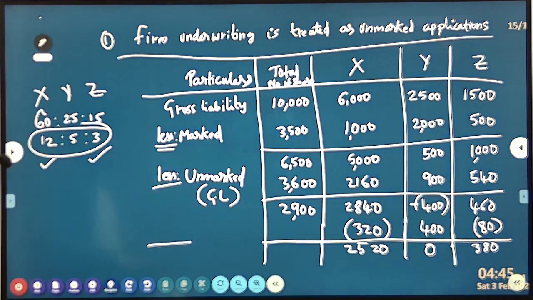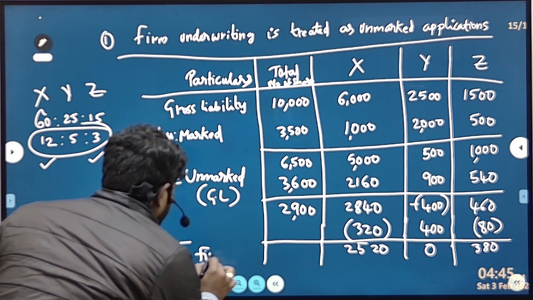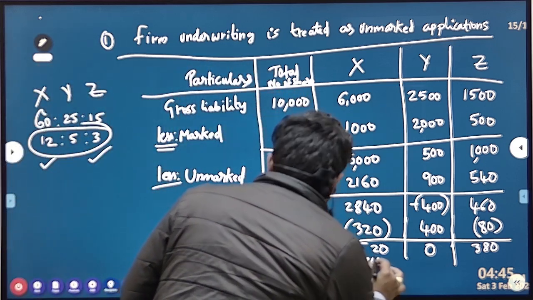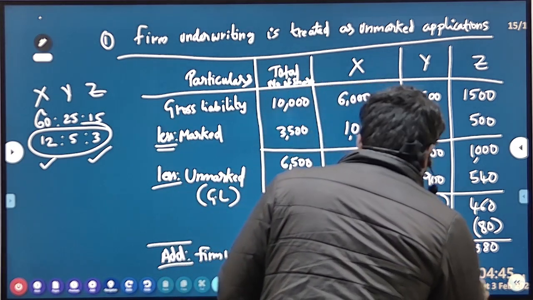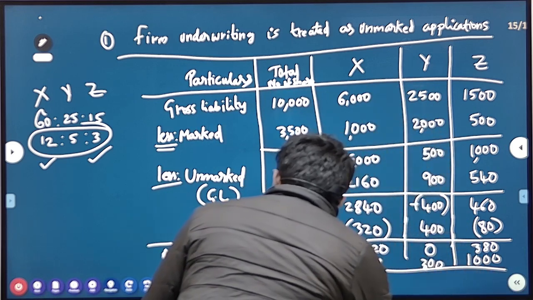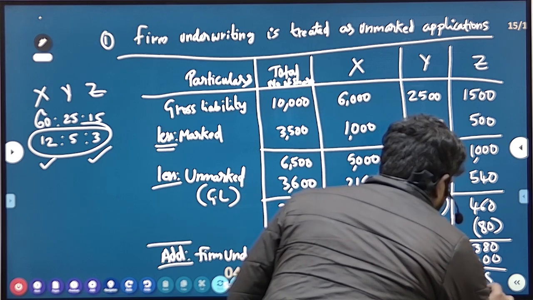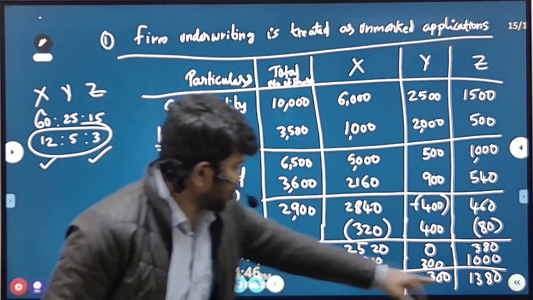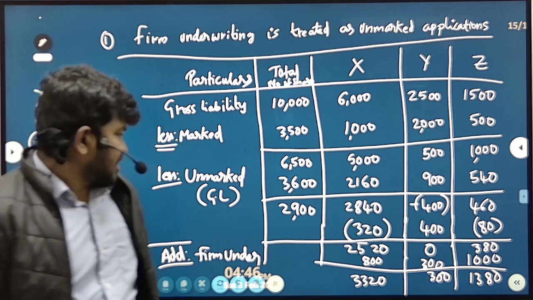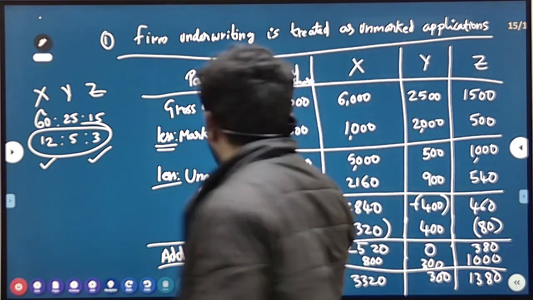ये तो टोटल लायबिलिटी हो जाएगा. इसके बाद ऐड करो फर्म अंडर राइटिंग. फर्म अंडर राइटिंग कितना दिया था सब में देखो? 800, 300, 1000. टोटल देखो, अभी नेट लायबिलिटी कितना है देखो? 3320, 300, 1380. ये तीनों टोटल करो, 3320 प्लस 300 प्लस 1380, टोटल कितना आ रहा है? 5000 शेयर्स.